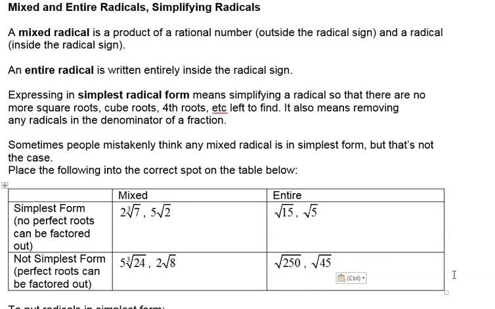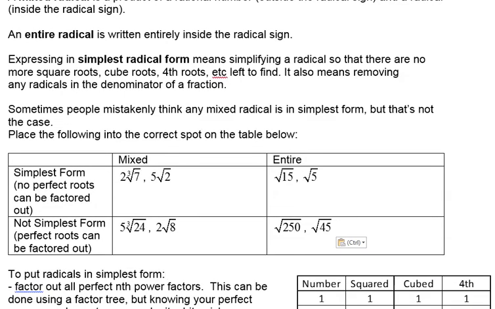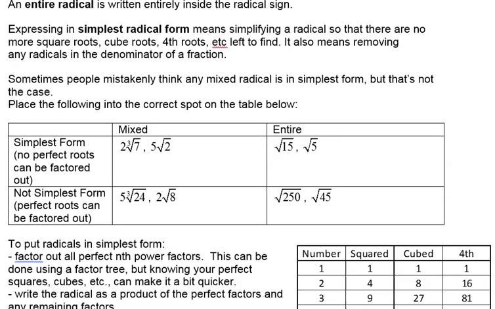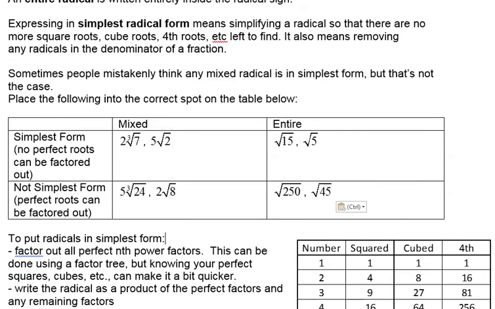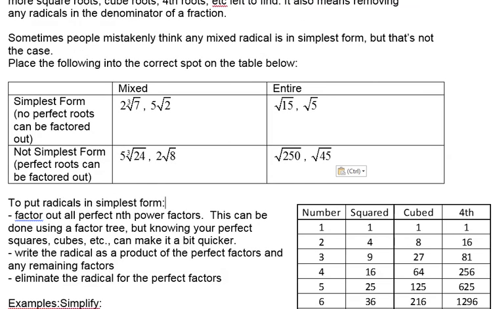So if we want to switch from simplest form to entire radicals, or vice versa, we can look at our steps for that. So first of all, to put a radical in simplest form. The first step is to factor out any perfect nth powers. Some people like to do this with a factor tree. If you do know your perfect squares and cubes, that can be a little bit quicker. I will show both ways. Then we want to write the radical as a product of the perfect factors and of any remaining factors. Lastly, we eliminate the radical for those perfect factors, right? We take them out of the radical.